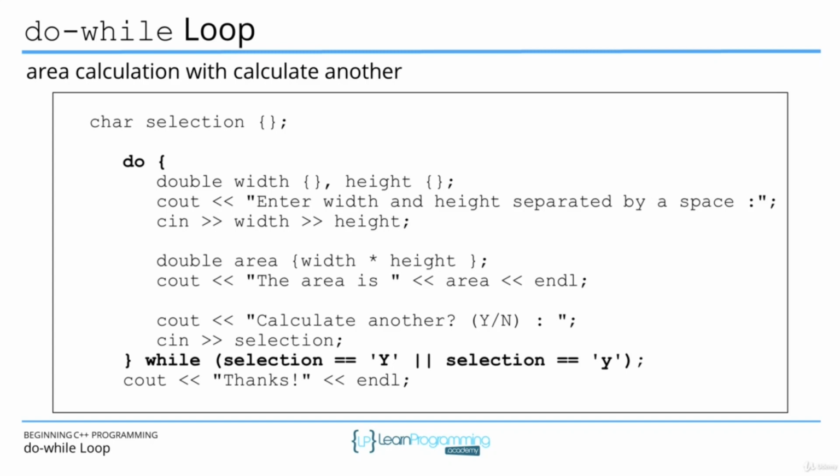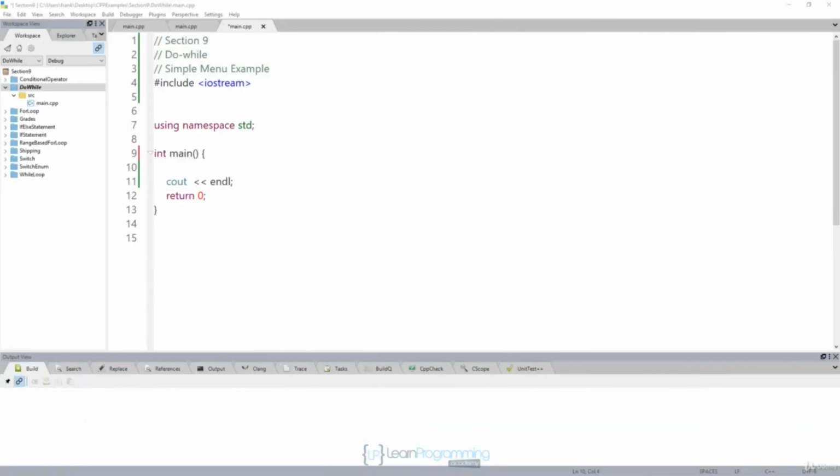However, if you know that you must perform at least one iteration of the loop, then you should consider the do while loop as your first alternative. Let's head over to the IDE and we'll see how we can use a do loop to do a real simple menu system. Okay, so I'm in the IDE and let me show you an example of the application we're going to build.